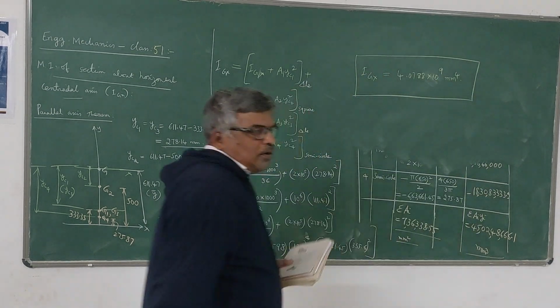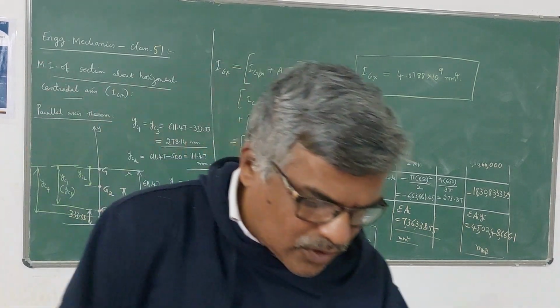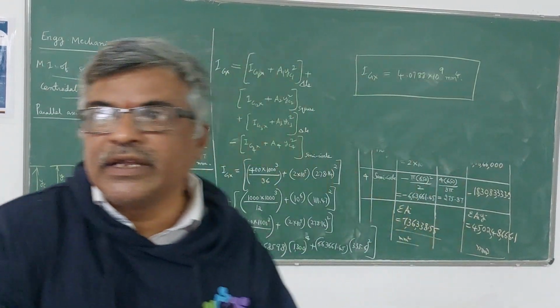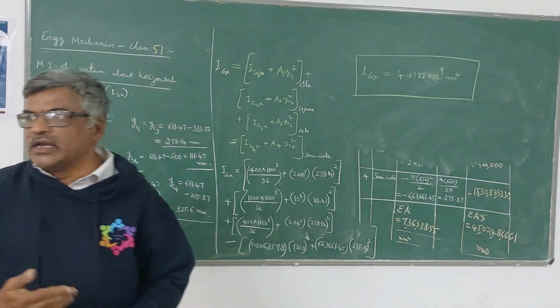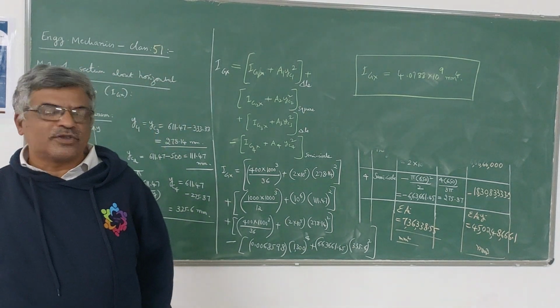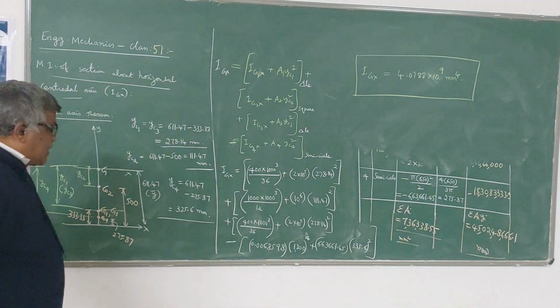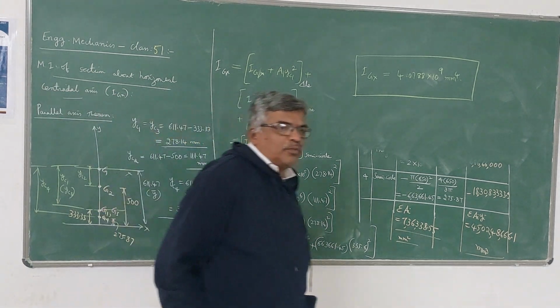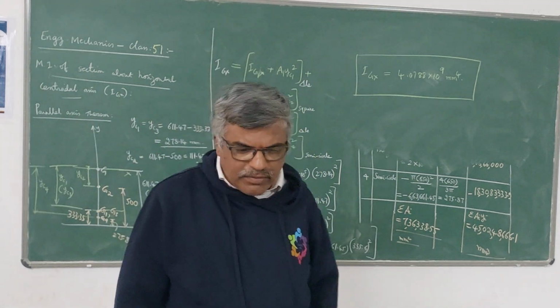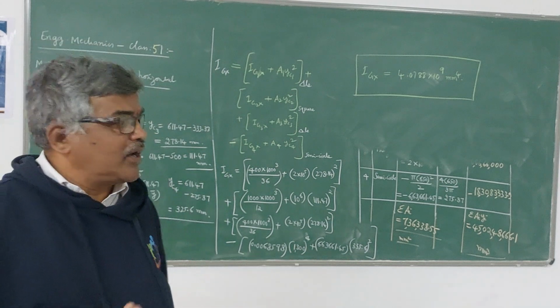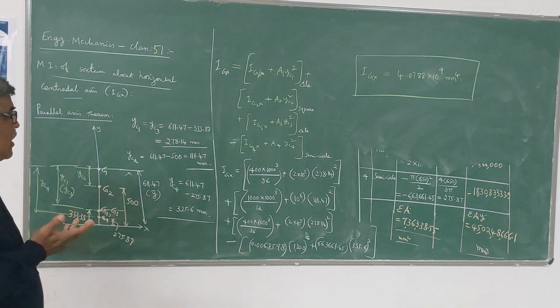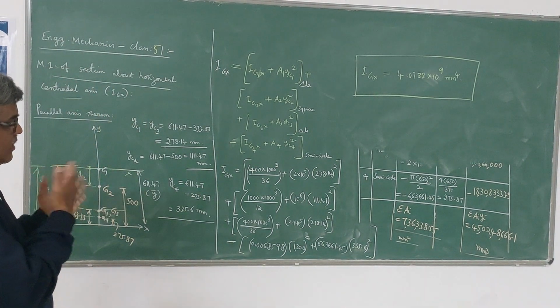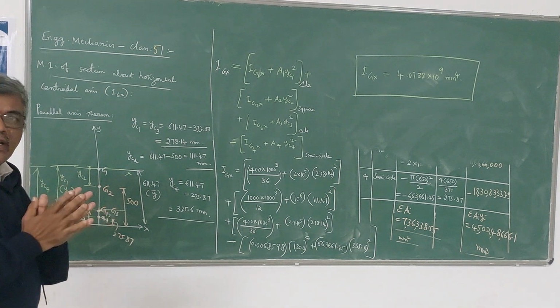So this is how you have to do the problem. Initially we have to split the composite section into simple sections. In this problem there are 2 triangles, 1 square and 1 semicircle. The semicircle area is negative because it is a cutout portion. You have to locate the centroid because you are asked for the moment of inertia about the centroidal axis. Then you have to use the parallel axis theorem to find the value.